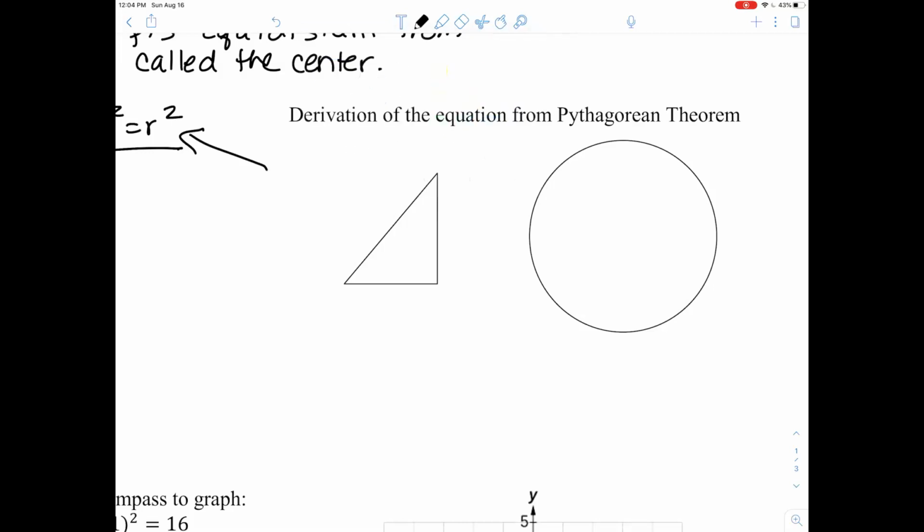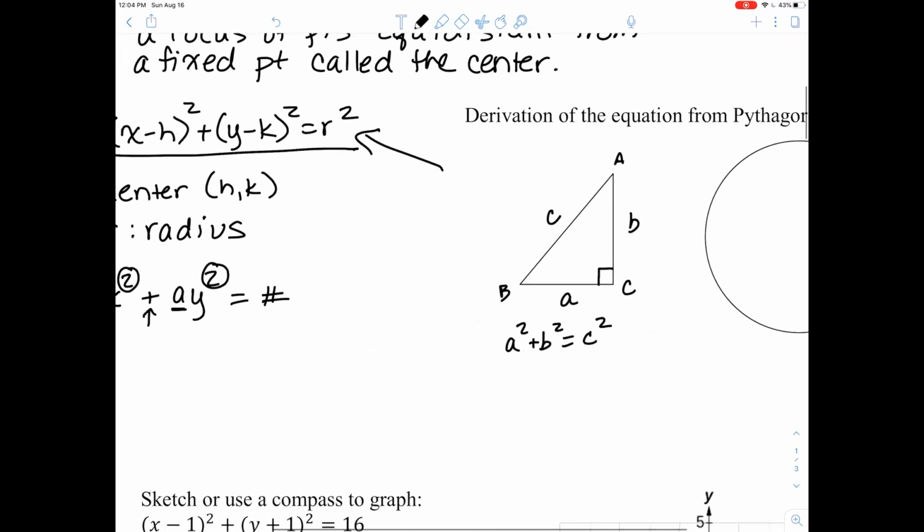You know that theorem that says if this is a right triangle here, and this is point A, this is point B, this is point C, so that would be side A, side B, and side C, the Pythagorean theorem says A squared plus B squared equals C squared. We know this is true. We accept that about all right triangles. Now, how does that become x minus h squared plus y minus k squared equals radius squared? So the distance between x and h squared plus the distance between y and k squared equals radius squared.